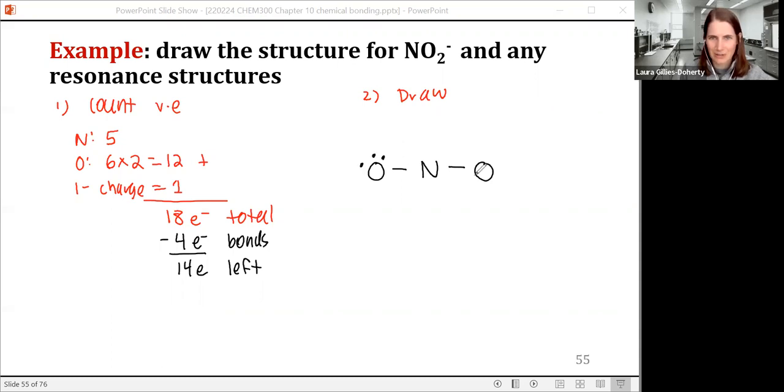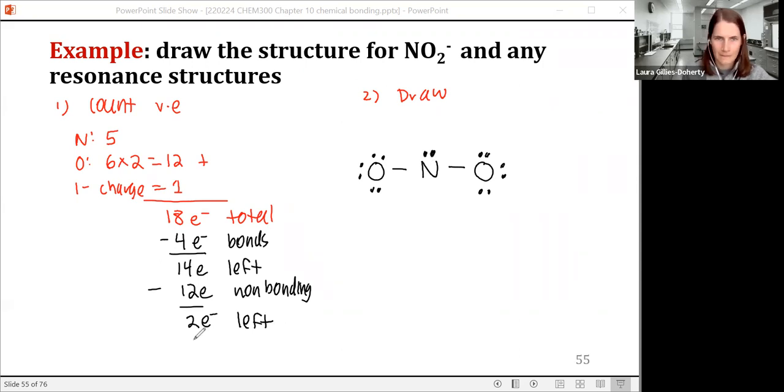We want to fill octets working our way from the outside in. So we're going to put 6 around this oxygen to get 8 total around it. Let's put 6 around this one to get 8. So that's 12 non-bonding. So we have 2 electrons left. So I'm going to put them on nitrogen. Now we don't have any electrons left.